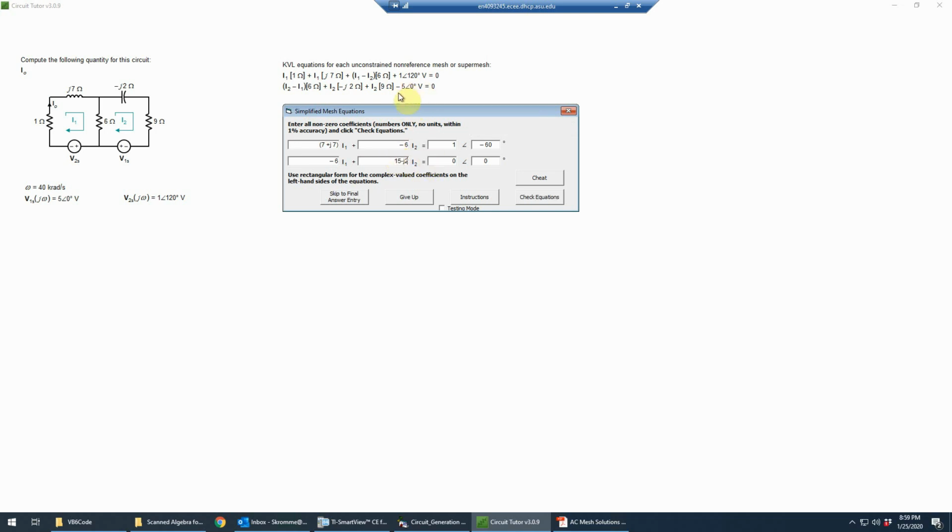And then again, we're going to have to bring this over to the right-hand side, so that will become 5 angle 0 on the right-hand side. So we just enter that directly as 5 angle 0. So that should be finished. And that is correct.